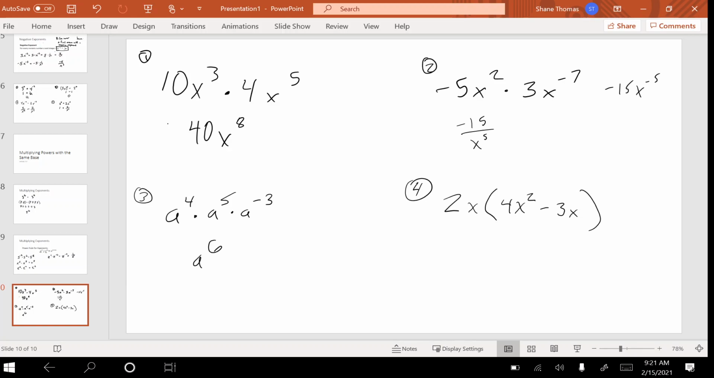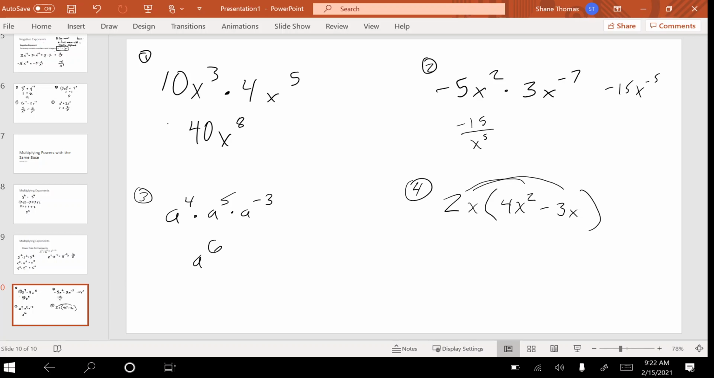Last one. What do I have to do here? Do the one in parentheses first. Do 4 times negative 3. Well, that's not multiplication, is it? I have to do what? Give you a hint. Look at the board. What do I have to do? Distribute. Yeah, we have to distribute.